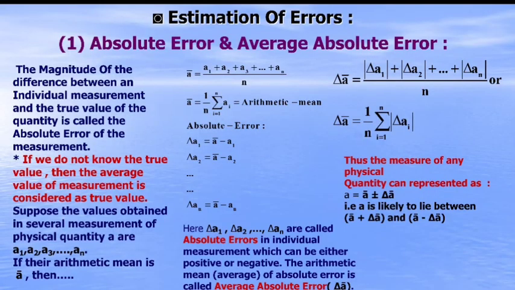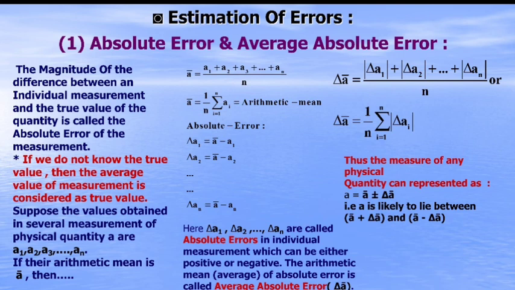Now the estimation of the error. First, absolute error and the average absolute error. The magnitude of the difference between an individual measurement and the true value of the quantity is called the absolute error of the measurement.